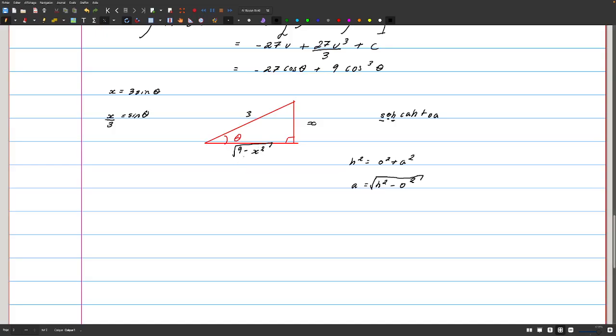So what's this useful for? Well, when we look at the cosine right here, the cosine of theta is the adjacent side over the hypotenuse, right? Meaning that for a cosine argument right here, will be given as the root of 9 minus x squared over 3. Good.